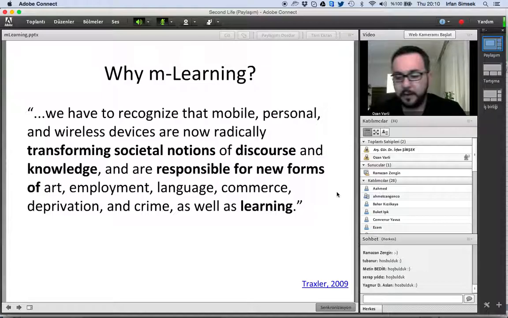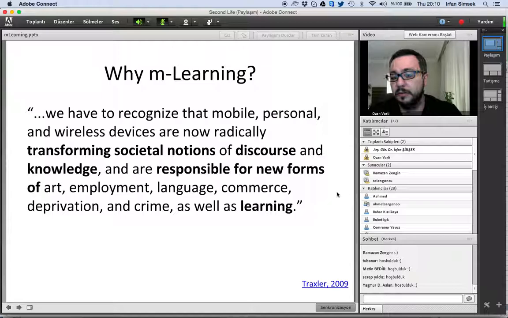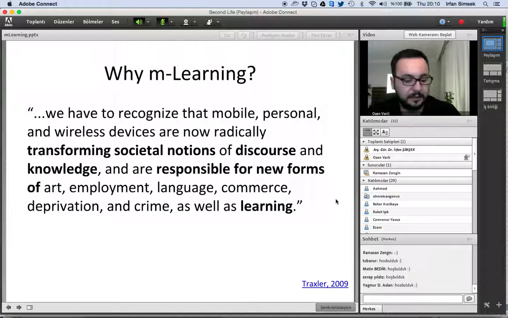After that, maybe it's better to talk about why mobile learning is important, or inevitable. It's not even important. We're not even at the stage of discussing if mobile learning is important or not. It's actually how it changes our lives. According to Traxler, we have to recognize that mobile, personal, and wireless devices are now radically transforming societal notions of discourse and knowledge, and are responsible for new forms of arts, employment, language, commerce, deprivation, and crime, as well as learning. So in a world where we're surrounded by connected devices like our cell phones, it's impossible to think about classrooms or education without them. So mobile learning is not out of necessity. It's just an obligation in this sense.